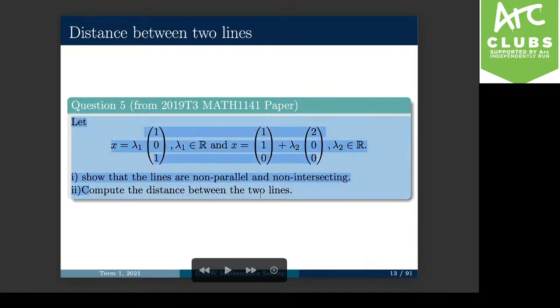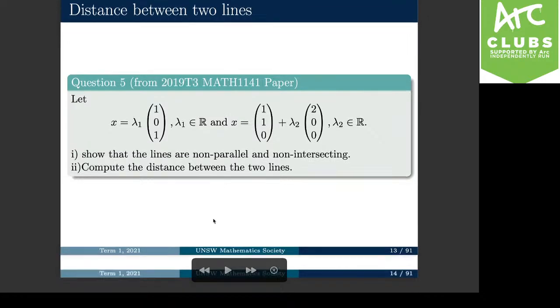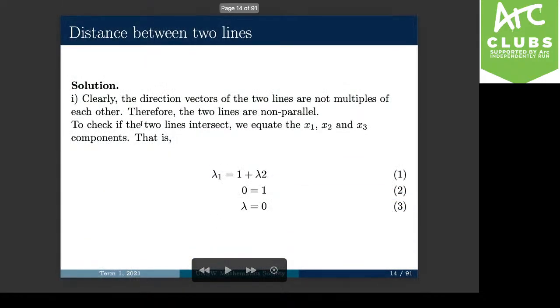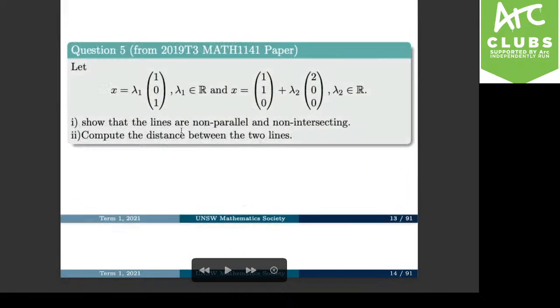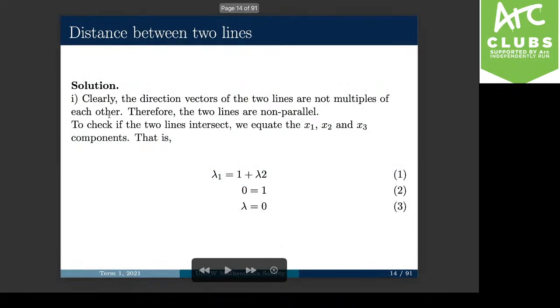And if we're trying to find the distance between the two lines, we'll use another formula that Professor Daniel Chen taught us in class. So for part I, clearly we can see that the direction vectors are not multiples of each other, therefore they can't be parallel, right? So we just simply state this sentence and it's enough.